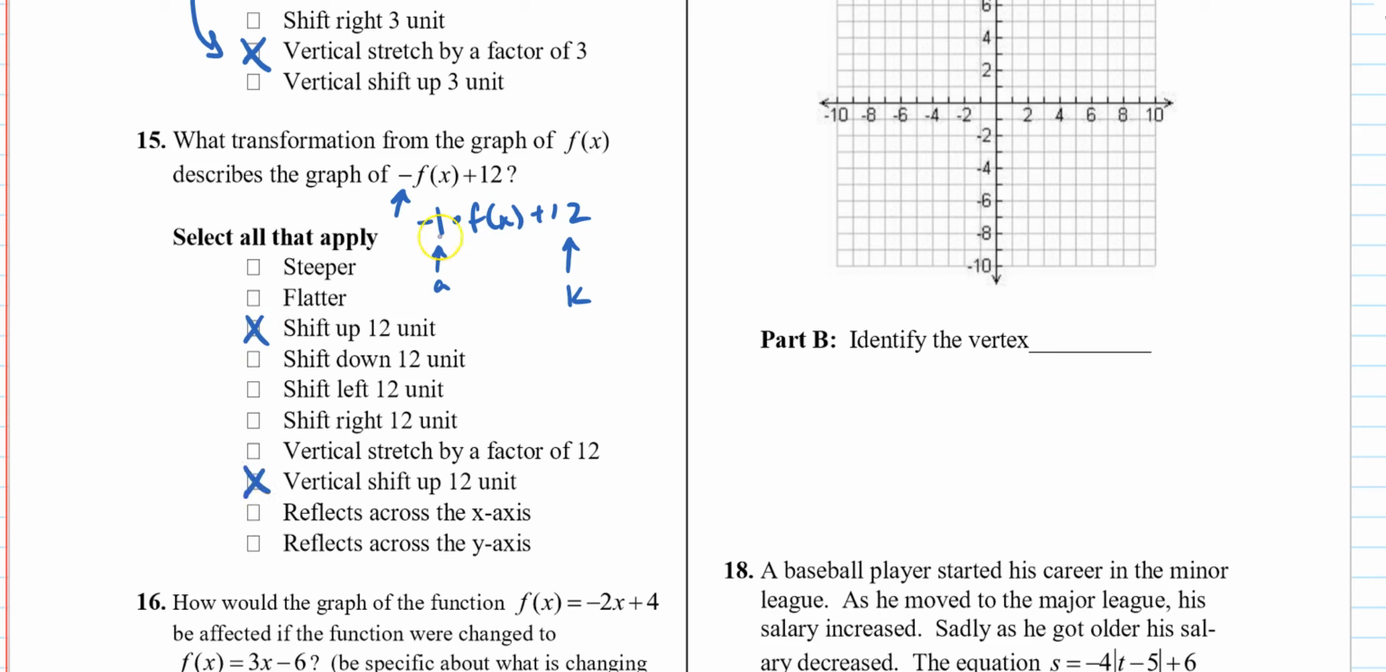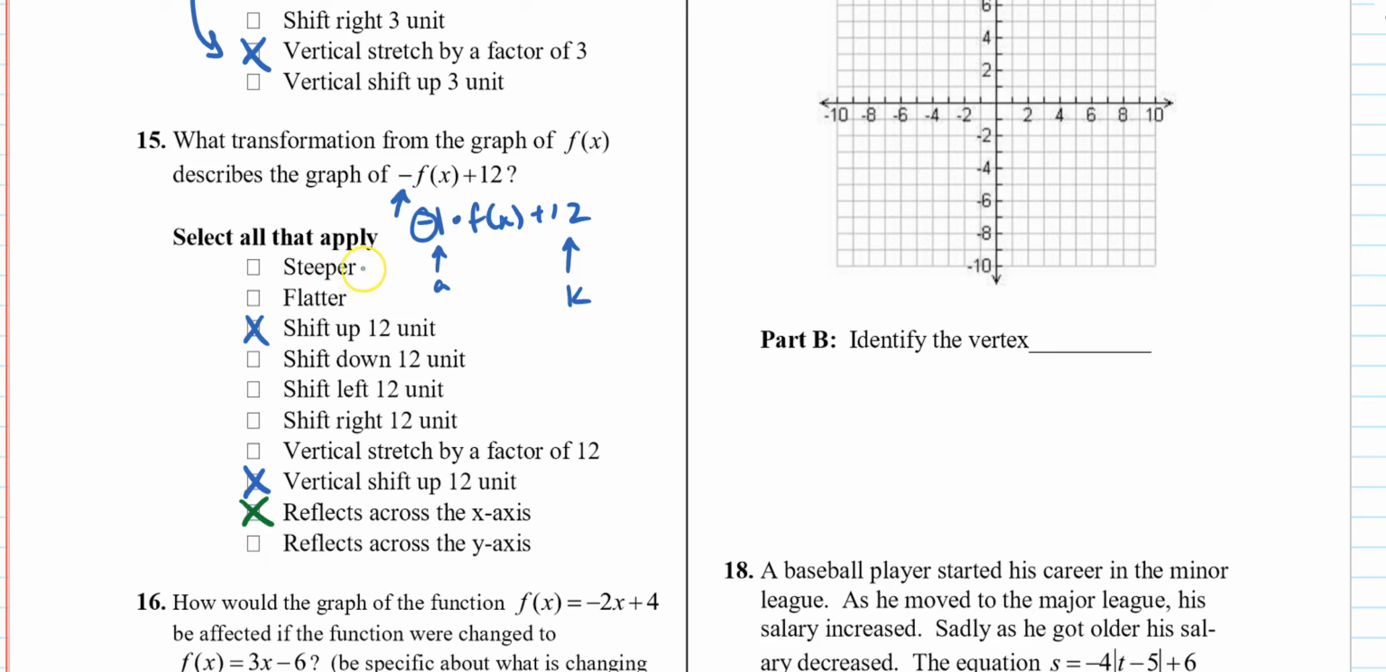And then this -1. So it didn't get steeper or flatter because it's still just a 1. It was 1, it's still 1 when we look at the absolute value. But the negative tells me that it's reflecting over the x-axis. It doesn't always flip over the x-axis, but it flips over some horizontal line. And that's going to be that.